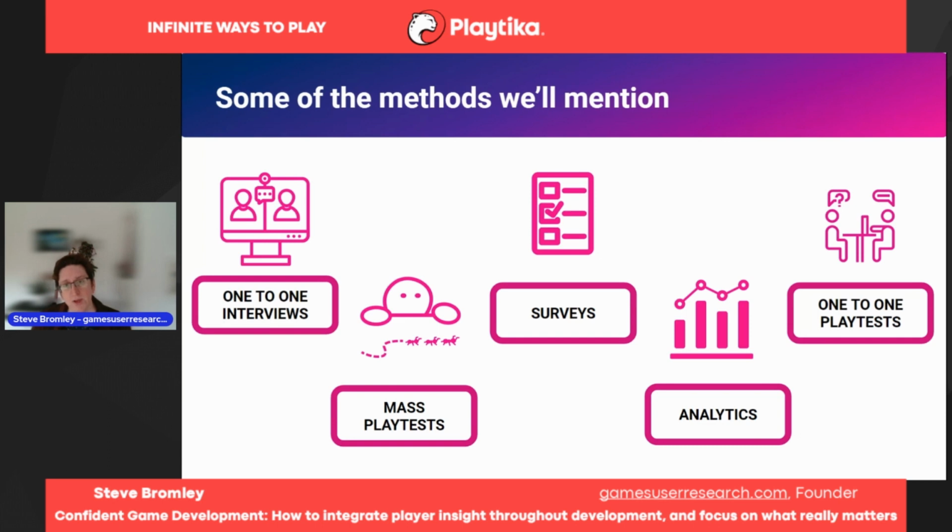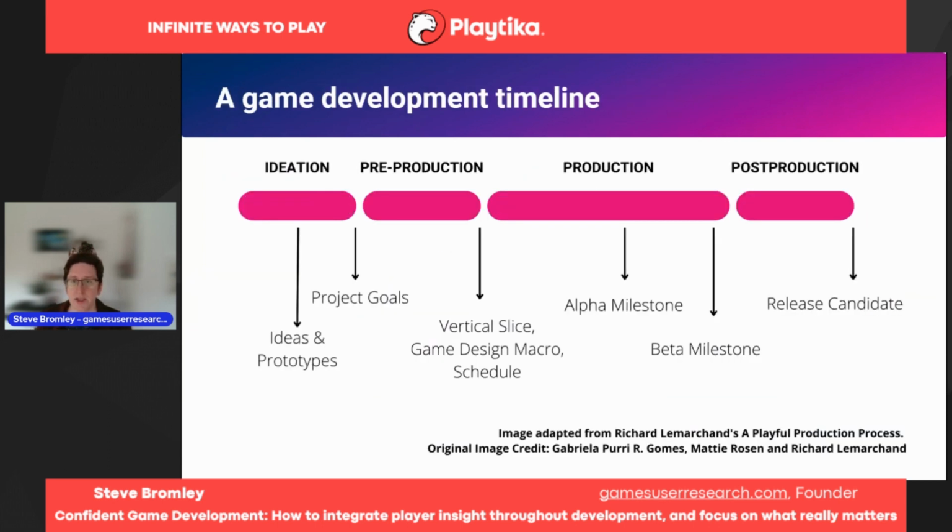We'll also be talking about this in the context of the game development timeline. Different studios have different ways of describing how games are made and the process they go through. A version I quite like is taken from Richard Lemarchand's book, A Playful Production Process, where we'll go through the processes of ideation, pre-production, production, and post-production. And through each, we'll talk about how we can integrate player insights and how that will help your team make better decisions throughout this process.